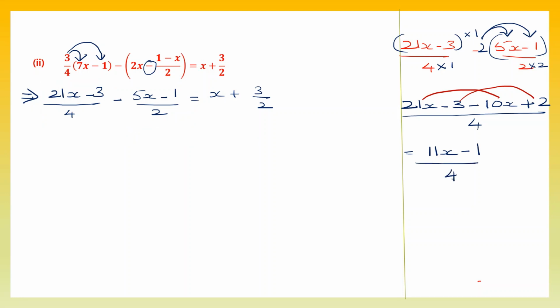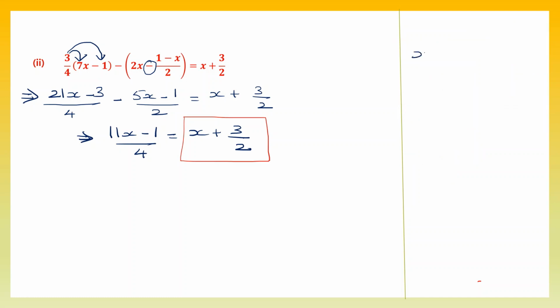So on the left hand side, what do we have now? We have 11x minus 1 by 4, and on the right hand side we have x plus 3 by 2. So that means we need to work out this also now. So what is on the right hand side? We need to work out. So let's do that. X plus 3 by 2.